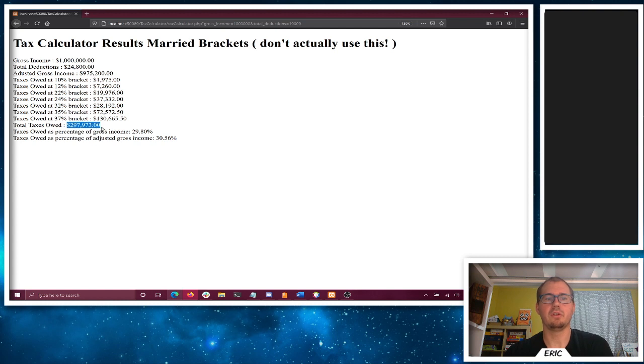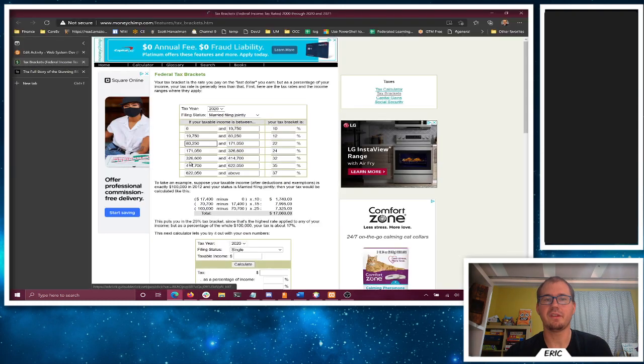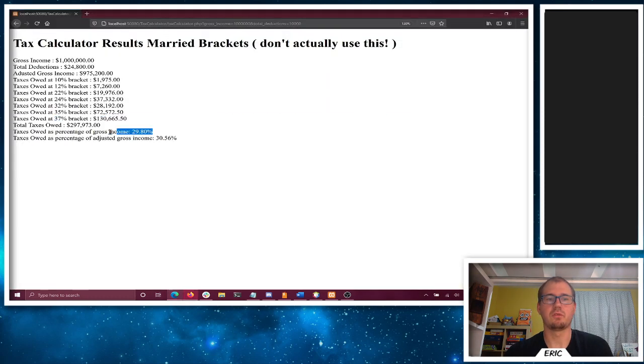So total taxes owed, $297,000 in total, not 37% of everything, right? Because it's only 37% of the money above $62,050. Okay, and then total taxes as percentage of gross income, 29%. Total taxes as a percentage of adjusted gross income, 30.5%. And these are all nicely rounded using some of that PHP rounding stuff, okay?